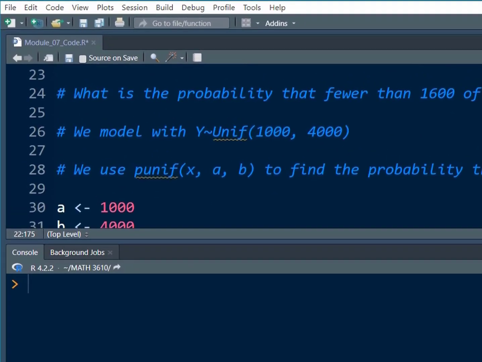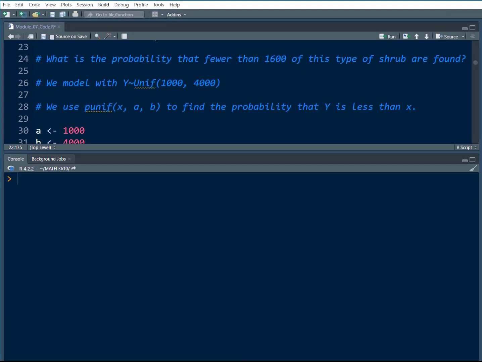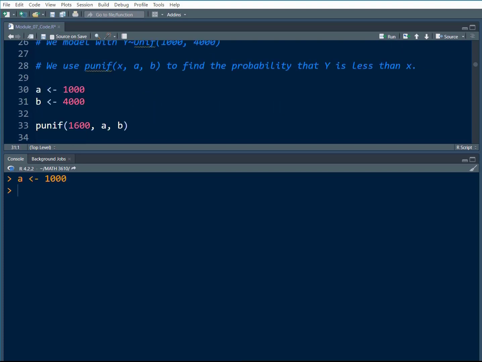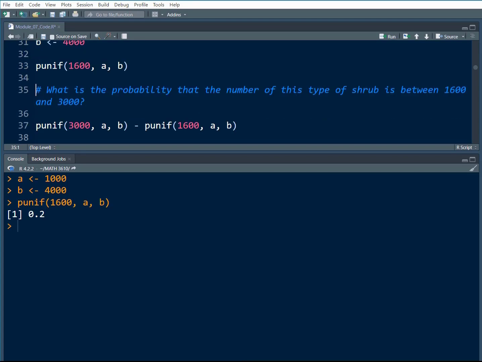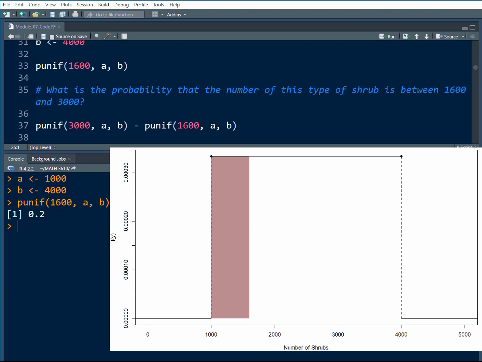The R command that we will use is punif, with x, a, and b as inputs. This command finds the probability that y is less than x when the parameters of the distribution are a and b. Let's go ahead and define a to be 1,000 and b to be 4,000. To find the probability that fewer than 1,600 shrubs are found, we compute punif 1,600, a, b. We find the probability to be 0.2. Note that with a uniform distribution, probabilities of events correspond to areas of rectangles.